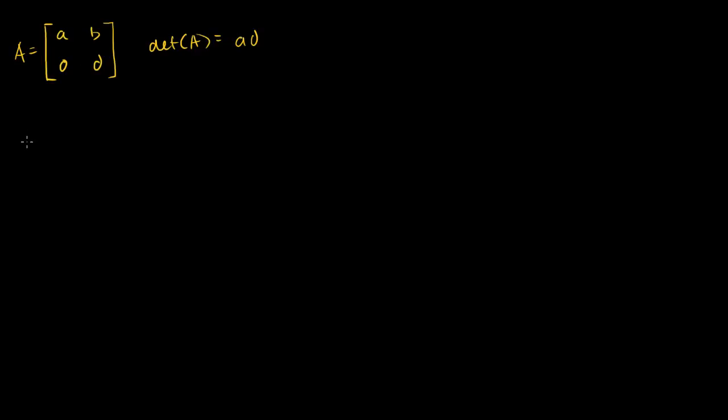Now let's say I have another matrix. Let's call it B, and let's say it's a 3 by 3 matrix. Its entries are A, B, C. You've got a 0 here. Then you have a D here, E. Then you have another 0 here, another 0 here, and you have an F. So once again, all of the entries below the main diagonal are 0.